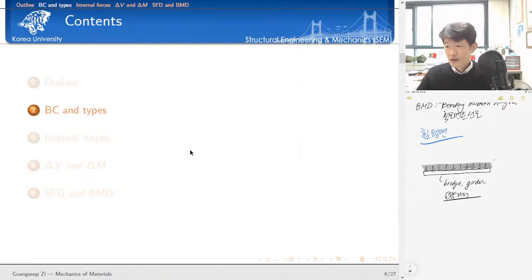Okay, so here let's take another 10 minutes break before we talk about the boundary conditions and types of beams.